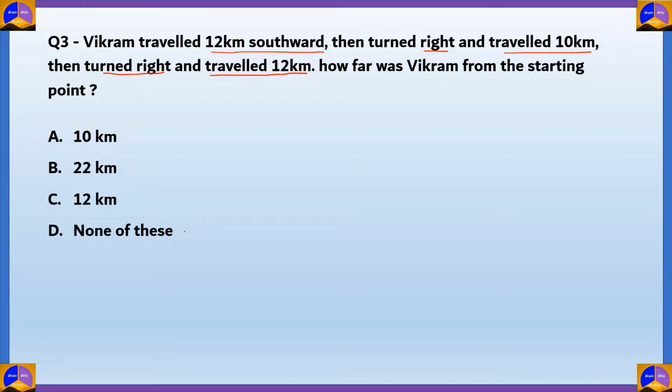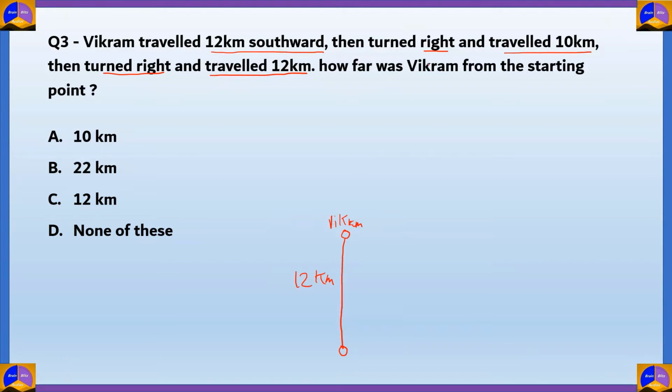Now, let's draw the direction diagram for this question. So, this will be Vikram. And first he traveled 12 kilometers southward. Now, south means down. So, 12 kilometers. After traveling 12 kilometers southward, he'll be at this point.